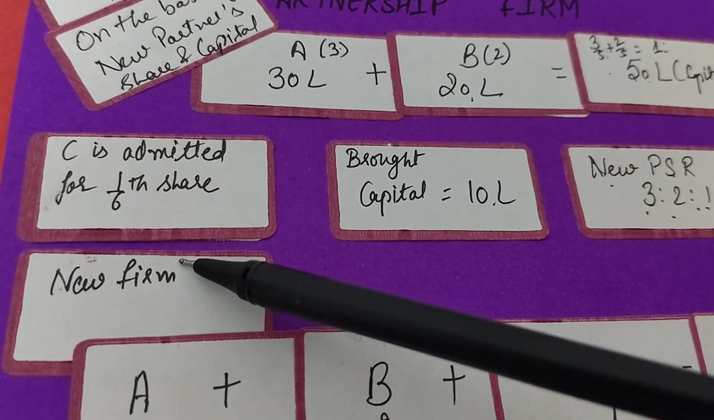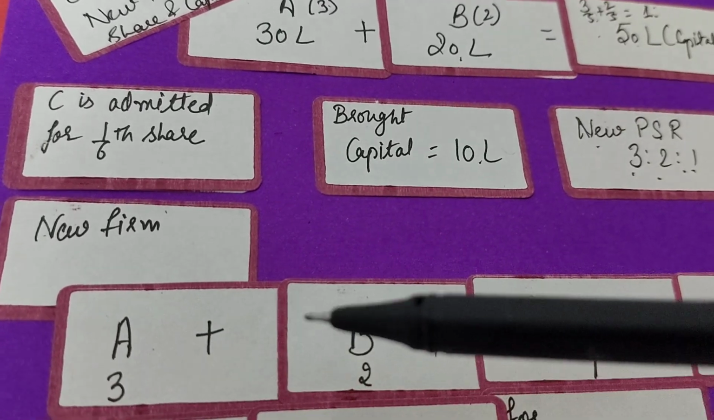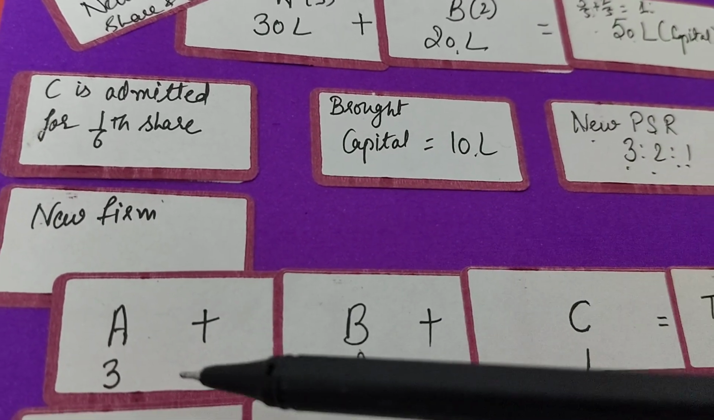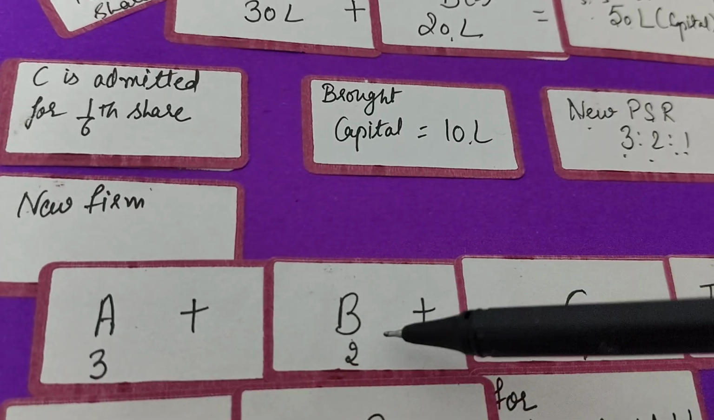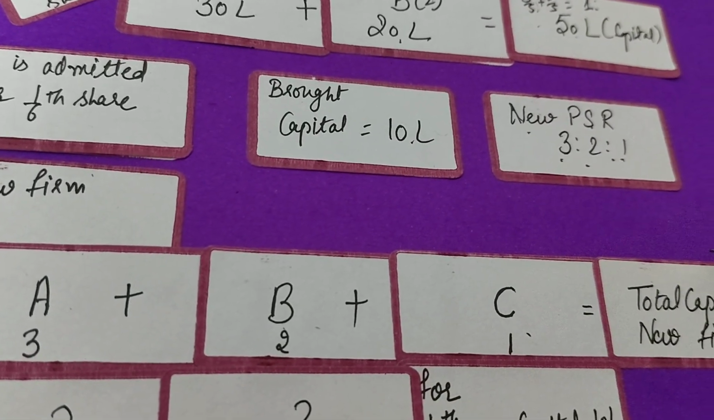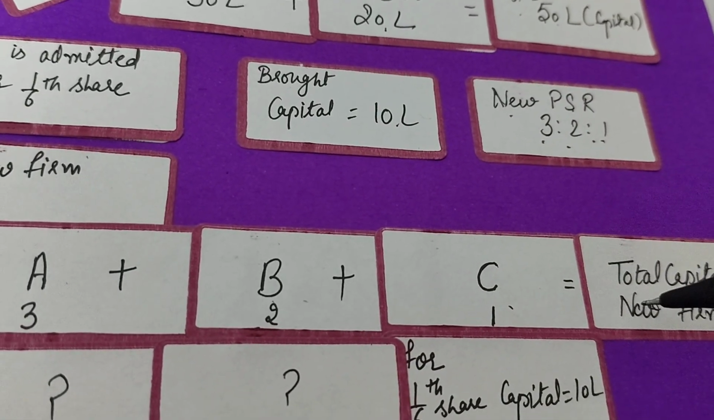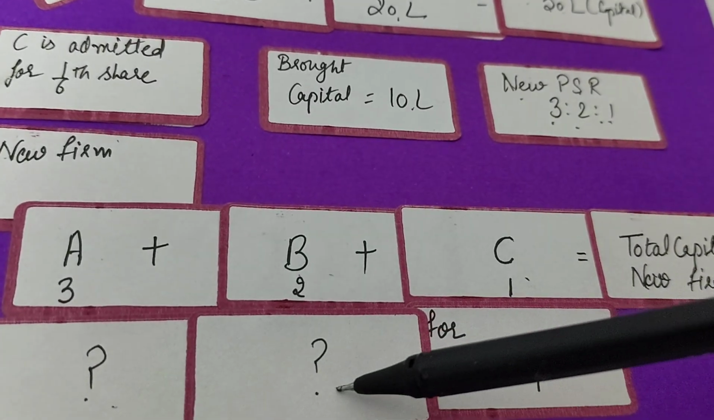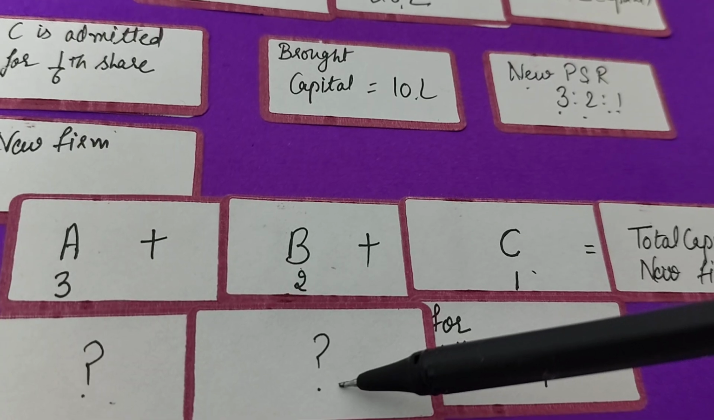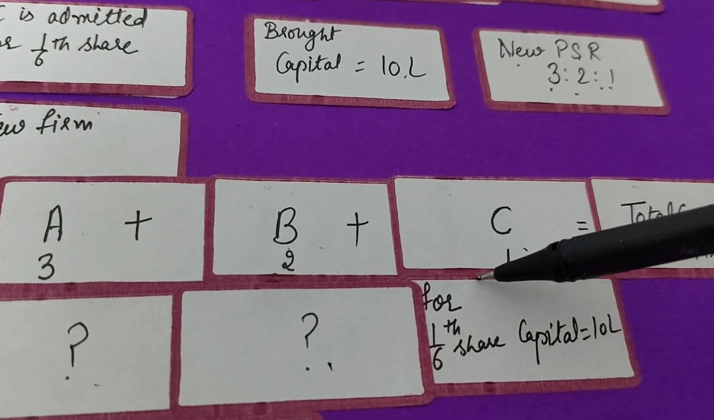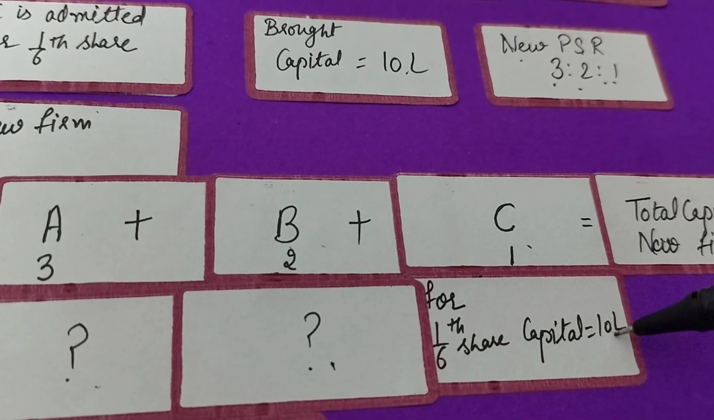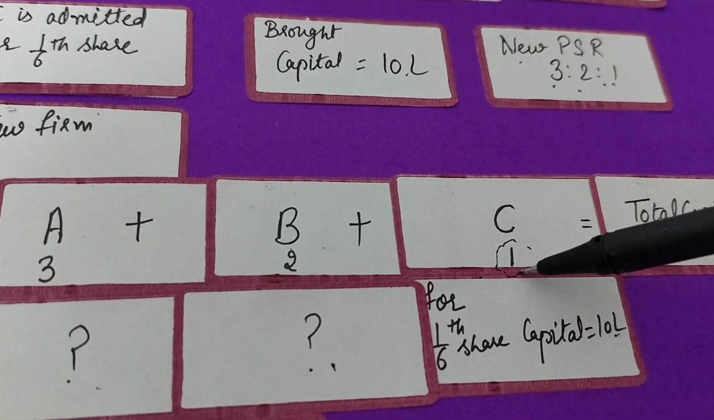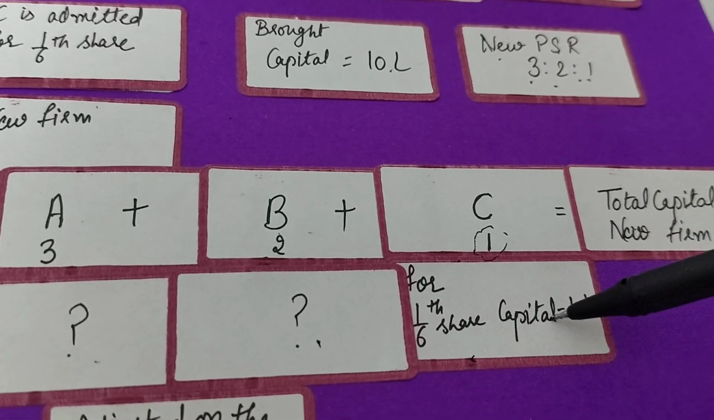So under the new firm, now there are three partners A, B and C, and their profit sharing ratio is 3, 2 and 1, and they would start for the total capital of the new firm. Now we are not given the capital of the newly adjusted partners A and B, but C's capital is given to us, rupees 10 lakh. For how much share? That is 1 by 6 share. His capital is 10 lakh.